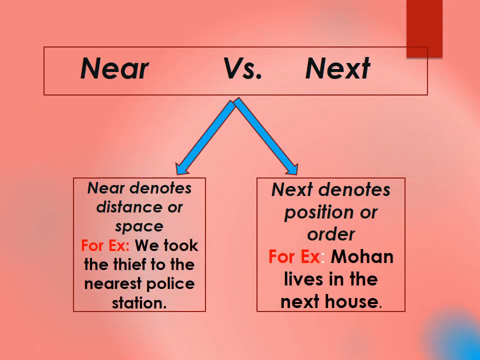Near versus next. Near denotes distance or space, and next denotes position or order. So examples are in front of us. "We took the thief to the nearest police station." And example for next is, "Mohan lives in the next house." So next tells us about position or order, and near talks about distance or space.